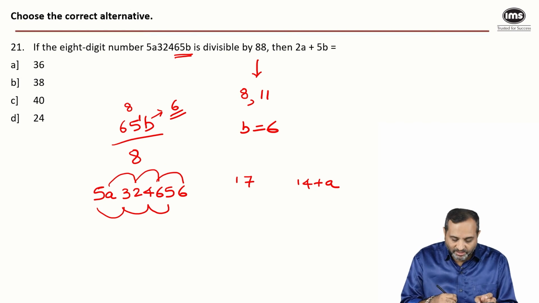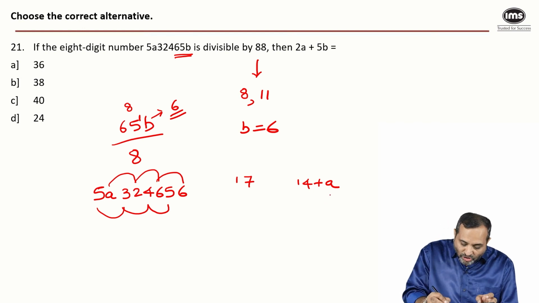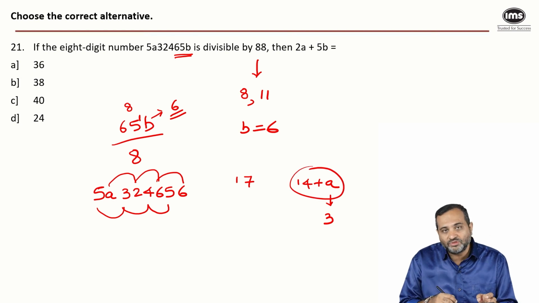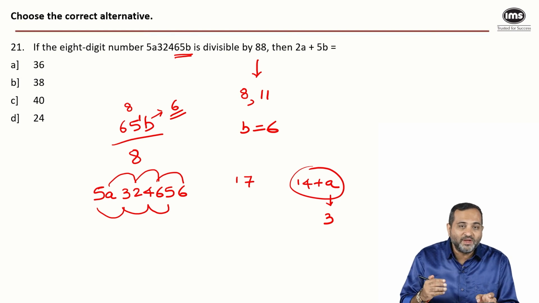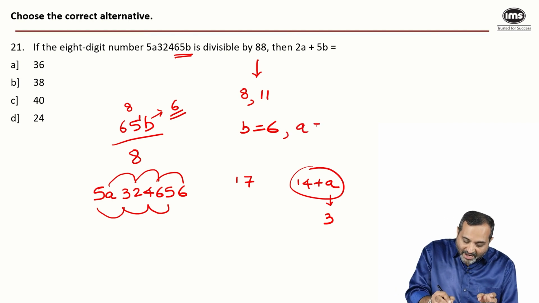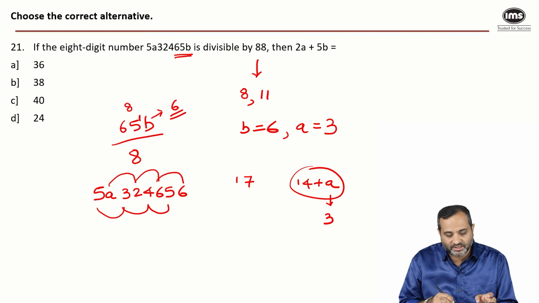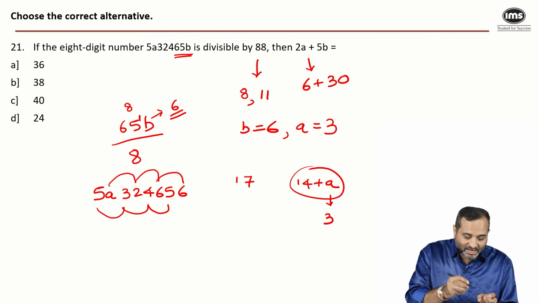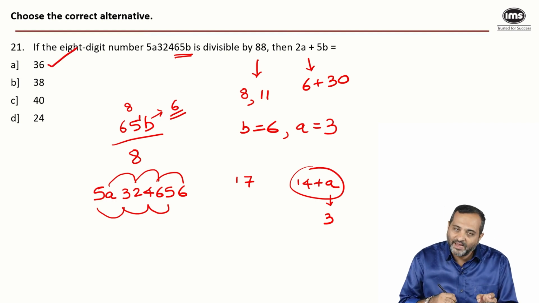Now for the number to be divisible, can I say this difference is either 0 or a multiple of 11? For the difference to be 0, can I say my A has to be 3? If I plug in A as 3, this will also become 17 and the difference will become 0. Now, for the difference to be 11, the value of A will not be a single-digit number, it will become a 2-digit number. Hence, I can say that my A is equal to 3 and B is equal to 6. But what is it that you are finding? You are finding 2A plus 5B. So 2A is 6 and 5B is 30. So 30 plus 6, 36 is my answer, and hence option A.